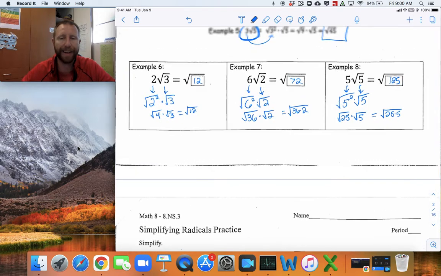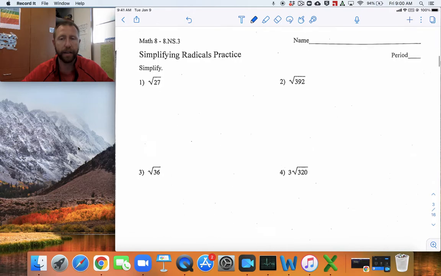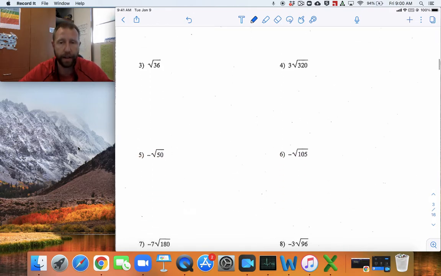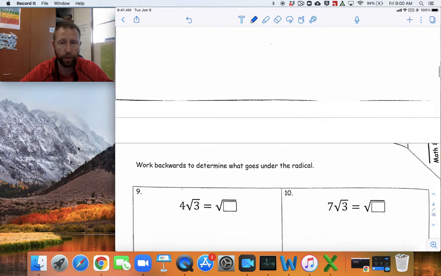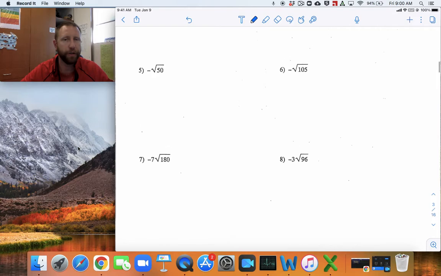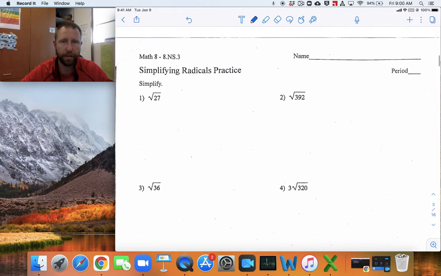All right, so now your practice is on the next 2 pages. The first page has just simplifying the radicals, and then on the next page is working backwards to get the number under the radical. I'm going to do a few from both pages just to help get you started, okay?